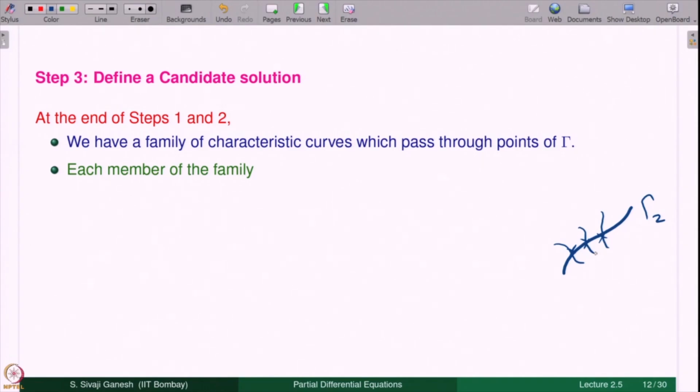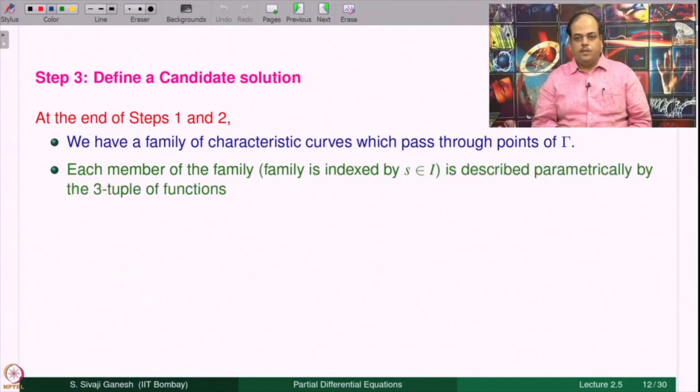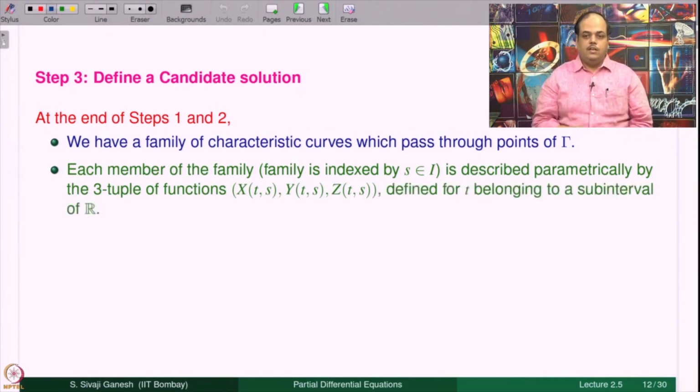And after solving x(t,s), y(t,s), now we also have z(t,s). And what is the initial condition? At t equal to 0, it is h(s). Therefore, the family of characteristic curves are now passing through points of gamma. Base characteristic curves are passing through the points of gamma 2 and they pass through the points of gamma. Each member of the family is described parametrically by 3 tuple functions x(t,s), y(t,s), z(t,s), defined for t belonging to a subinterval of R.